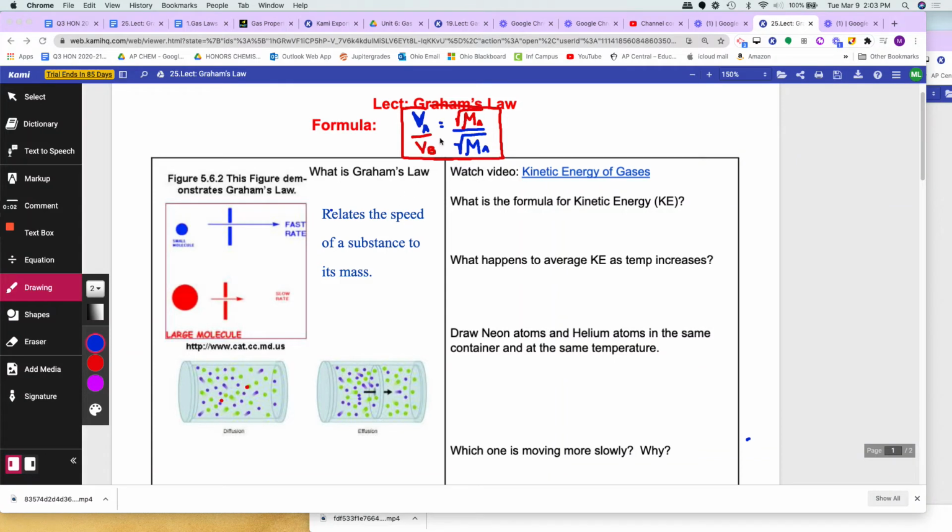Graham's law. This is the formula for Graham's law, and I will derive that for you later. But for now, let me explain to you what it is. Graham's law relates the speed of a substance to its mass.